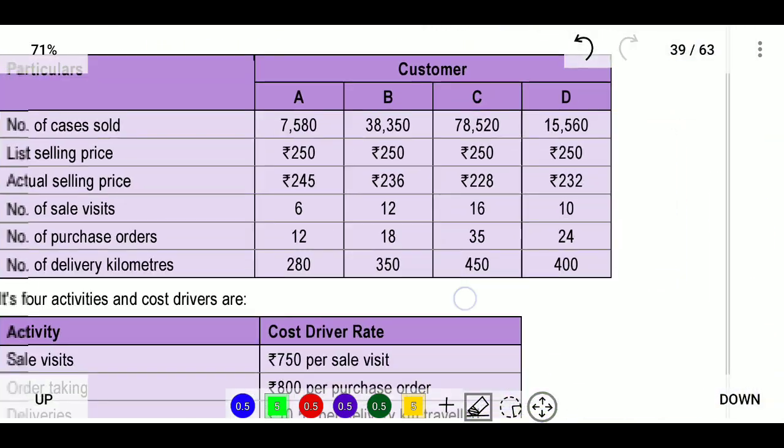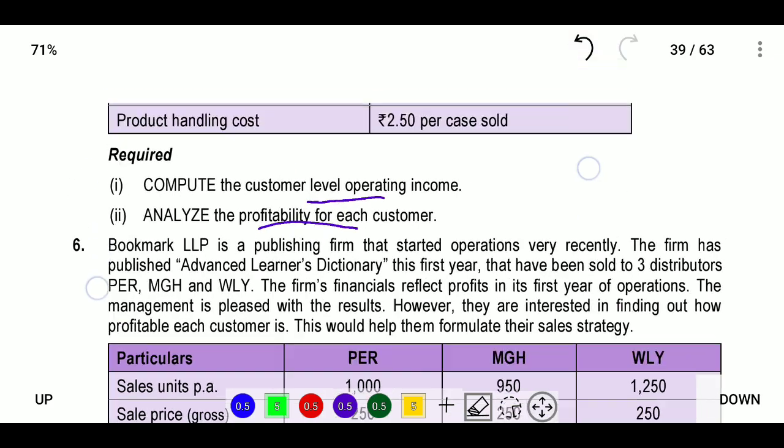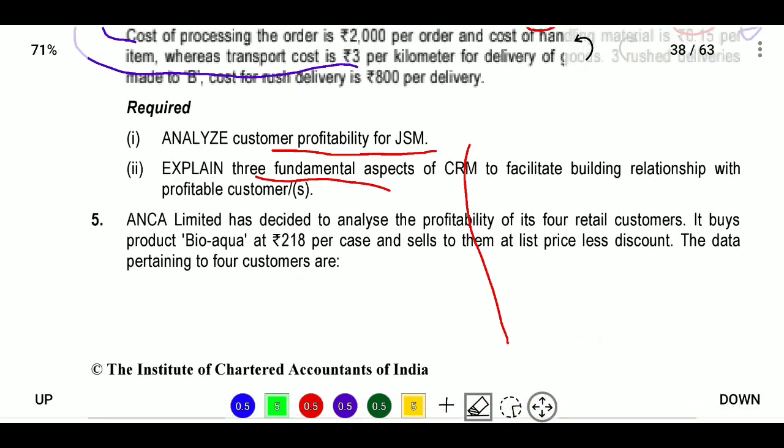Provided. We will see first, what is the requirement. We are required to compute the customer-level operating income and profitability for each customer. We require a customer profitability statement. Okay, what is the information provided in the question?